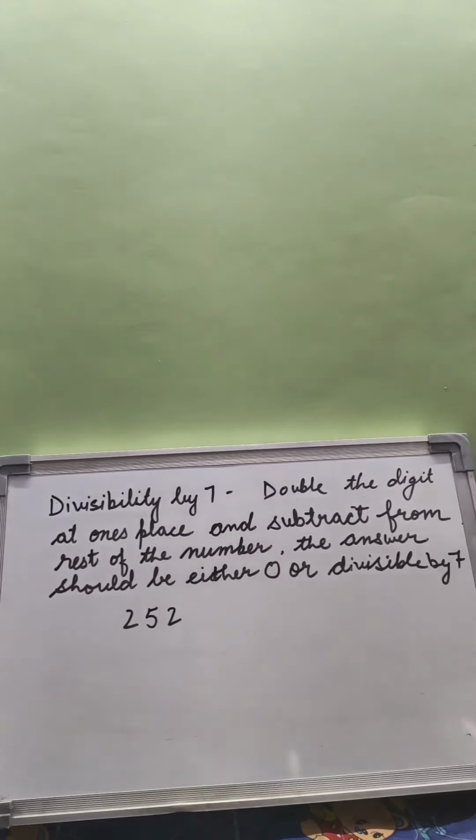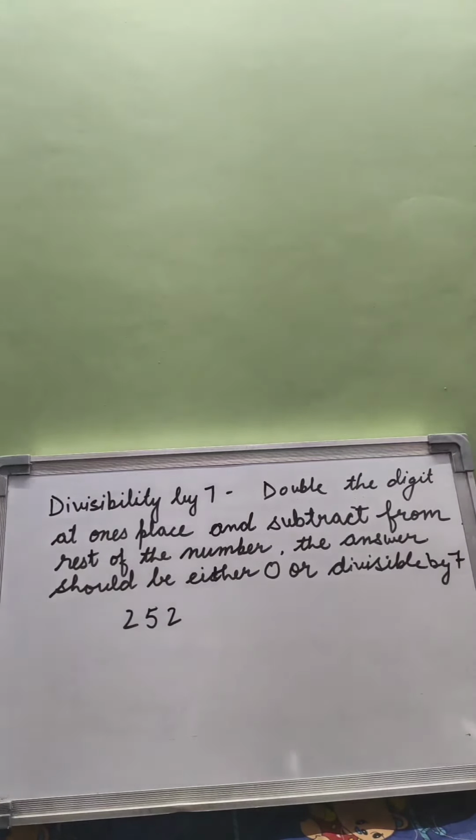Divisibility by 7. Children, this is a little different. In this you have to double the digit at one's place and subtract it from the rest of the number. After subtraction, the answer should be either 0 or divisible by 7.